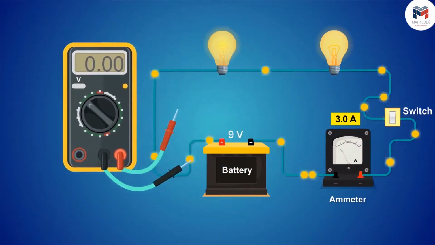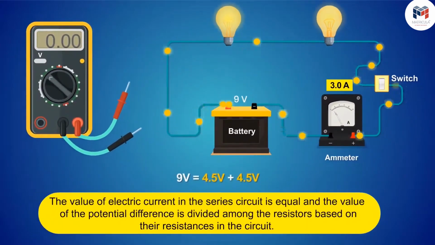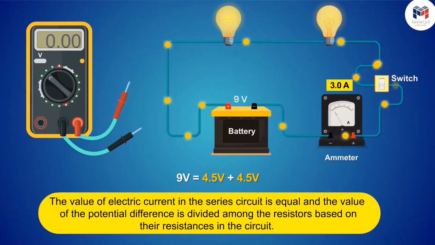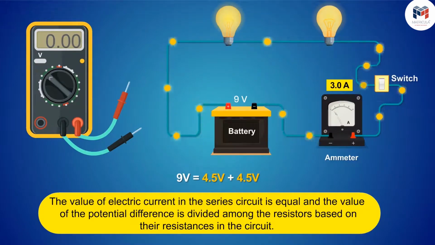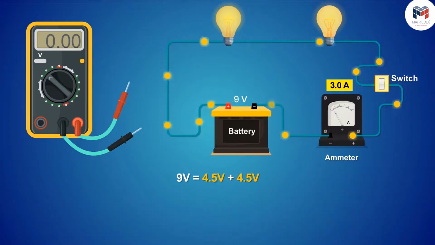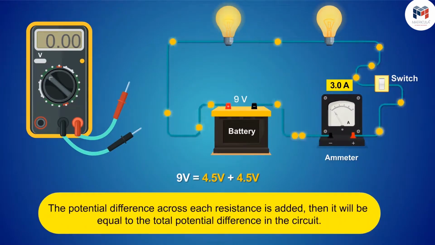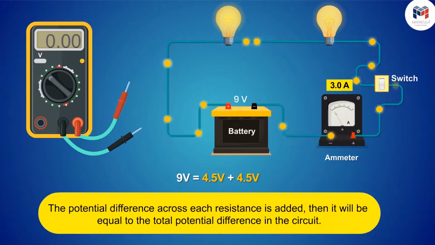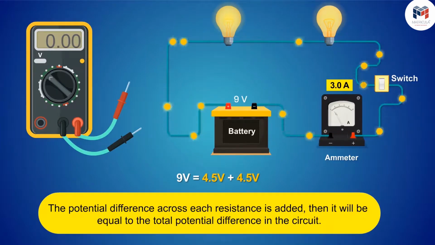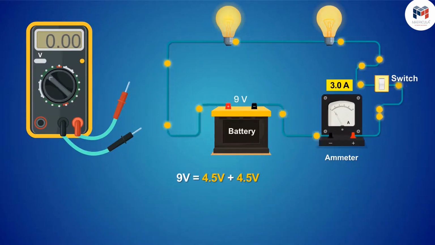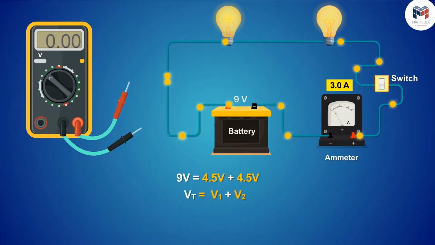From this activity, it can be concluded the value of electric current in the series circuit is equal and the value of the potential difference is divided among the resistors based on the resistances in the circuit. The second conclusion is that if the potential difference across each resistance is added, then it will be equal to the total potential difference in the circuit. We can write this conclusion in the form of mathematical formula.